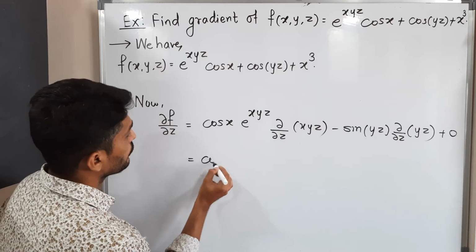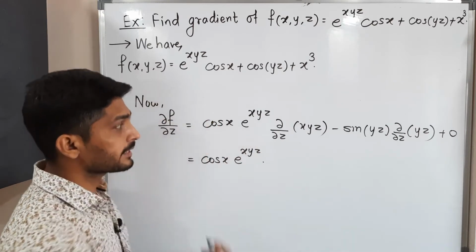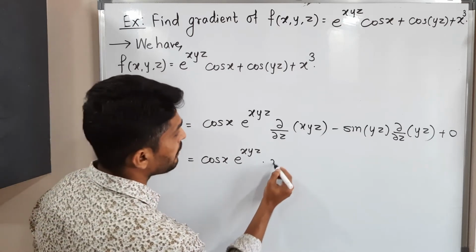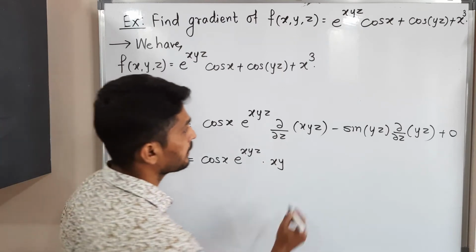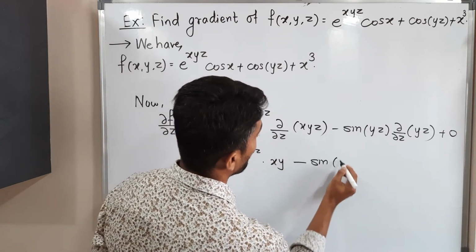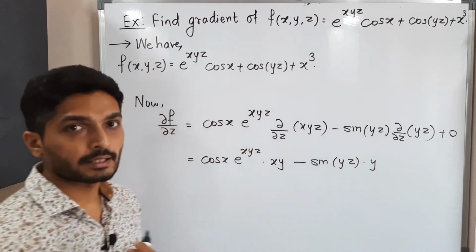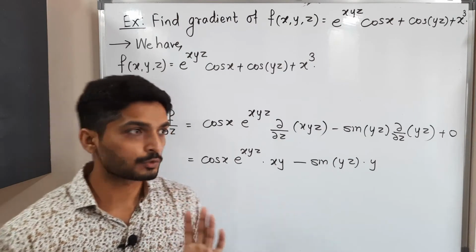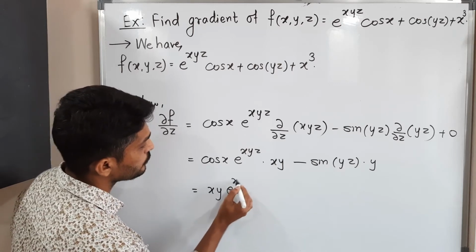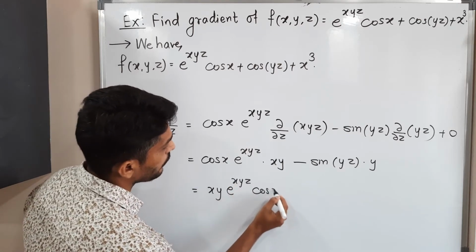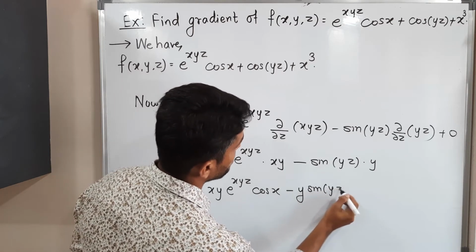This is equal to cos x e raised to xyz. See what will happen, x and y are constants, they will come outside. So the derivative of z is 1, into xy we will have the same, minus sine yz. Here y will come outside and z will be there. So the derivative of z is 1, so y into 1 is y. So this is equal to xy e raised to xyz cos x minus y sin yz.